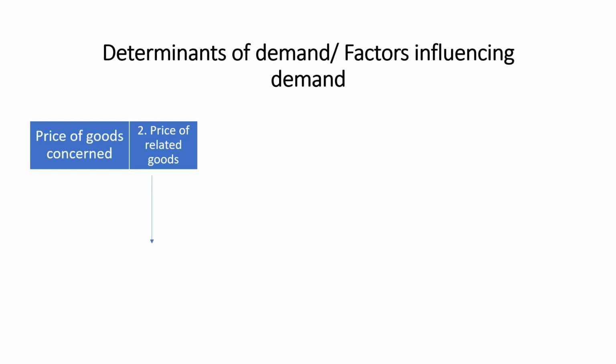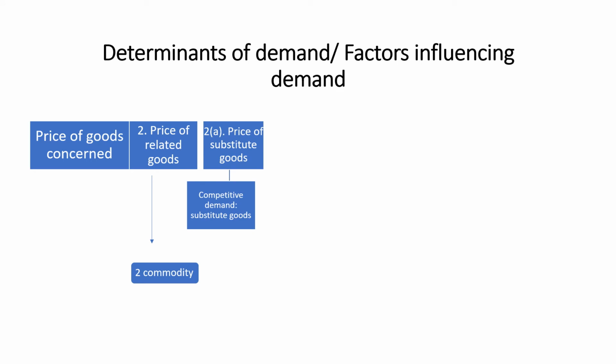The first one is about the substitute goods. See, we can call the substitute goods also competitive demand. So I told you earlier, if the price of tea has increased, then we will buy coffee. If the price of tea has decreased, we will buy coffee. Sorry, we will buy tea. Okay, so let me explain again.